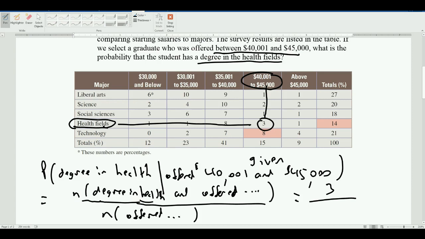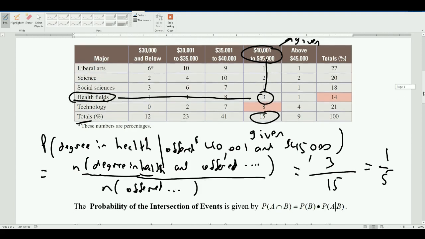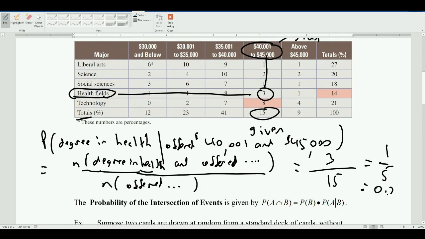Well, the given is offered between $40,001 and $45,000. So this is the given. If you keep going down, you'll see the total is right there. The total number of people who were offered between $40,001 and $45,000 is 15. If you add these numbers together, 1, 2, 3, 4, 7, 8, it does give you 15. So it's 3 over 15, which reduces down to 1 over 5. That's your probability, which is the same as 0.20.